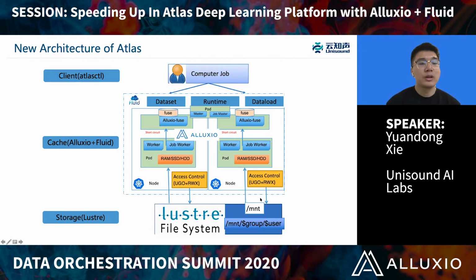In order to solve the problems, we designed a new platform architecture that uses a cache layer between the compute layer and the storage layer. We chose Alluxio as the cache engine and Fluid as the engine management. The Fluid Dataset object declares the mount path in the cluster, and the Fluid runtime controller will create components of the Alluxio engine, including master, worker, FUSE, job master, and job worker.